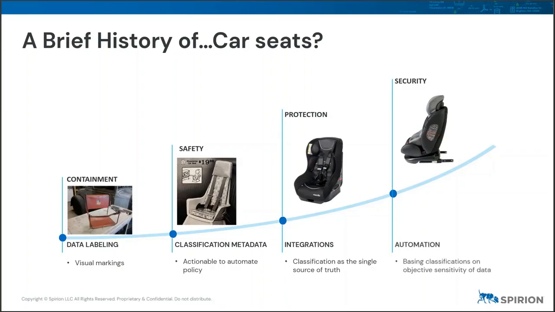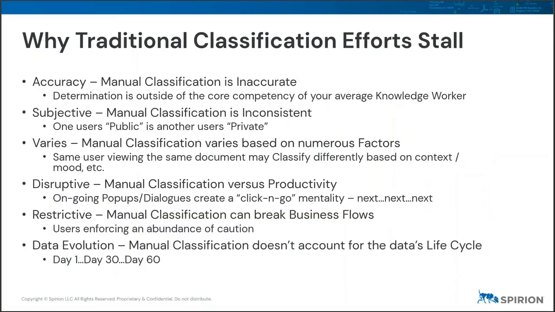And what that represents to me is the next generation in classification. By automating our classification efforts, we base the classifications on the objective sensitivity of the data. So by doing so, we make sure things are classified efficiently, consistently, and accurately. And by having that basis, we can make everything else that follows upon that much safer and that much more protected.